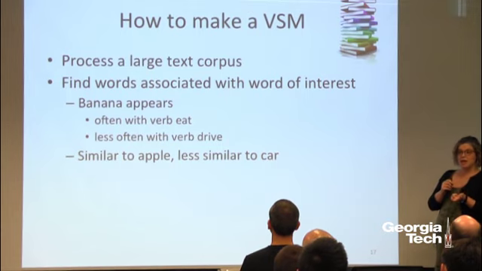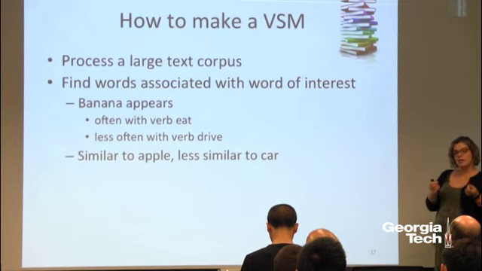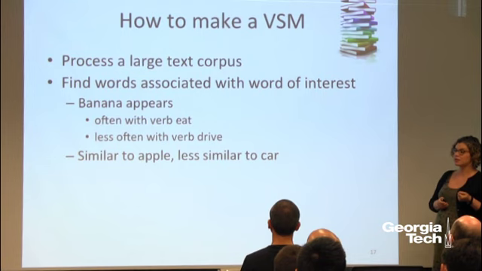So if our word of interest is banana, we're going to look for all of the times we see banana in the corpus, and we're going to see what words appear nearby. As you can imagine, banana often appears with the verb eat, probably less with the verb drive. So that would make it similar to the noun apple, but different from the noun car. And you can see how the way that we use words implies something about the meaning. And so that's what we're leveraging here in these computer vector space models of semantics.